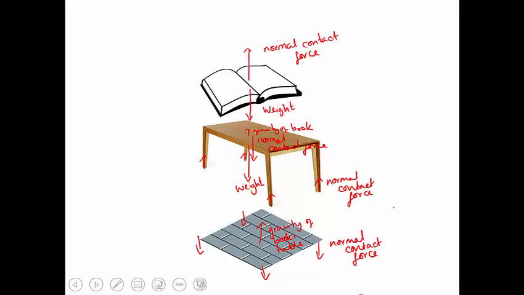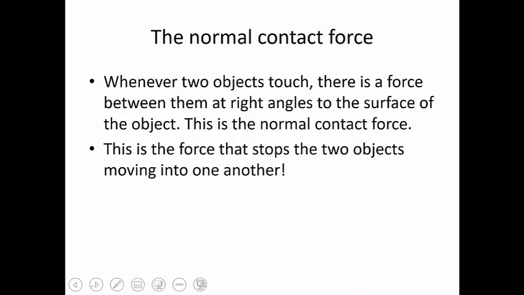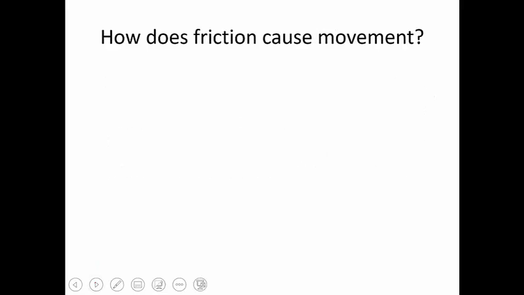Right, so why is this useful? Well, first of all, let's just think again about the normal contact force. Whenever two objects touch, there is a force acting between them at right angles to the surface of the object. That's called the normal contact force, and it's the force that stops two objects moving into each other. Now, how this is useful is it enables friction to cause movement.